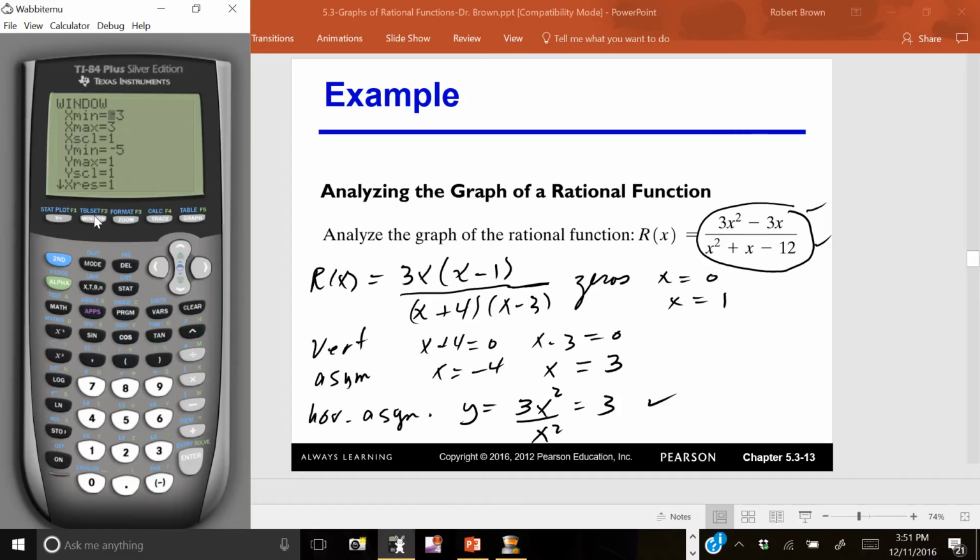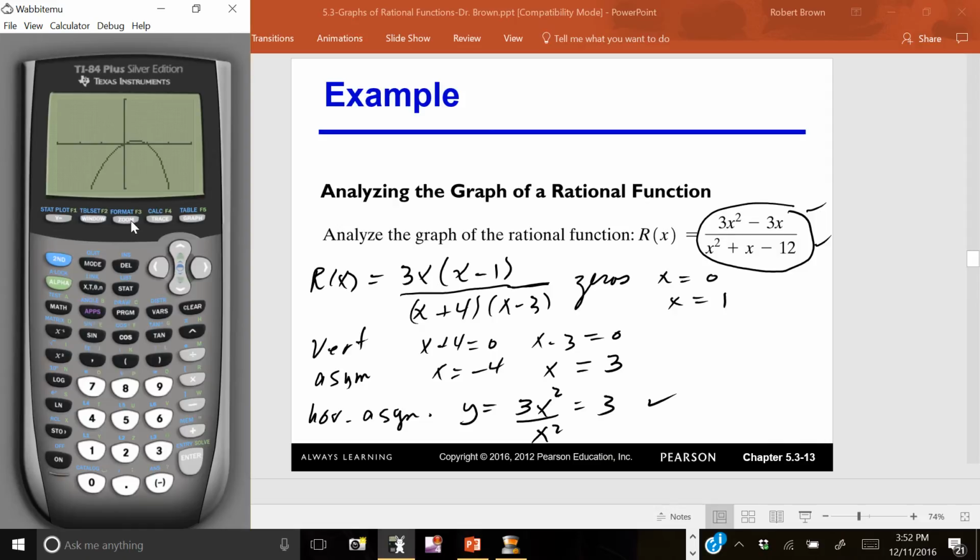Let's see if we change that window. We didn't change it like we'd wanted to. Y min, we wanted to make that minus 1 to plus 1. Now let's look at it, and sure enough you can see the zeros, x equals 0 and x equals 1. See the graph getting just a little bit above the x-axis.